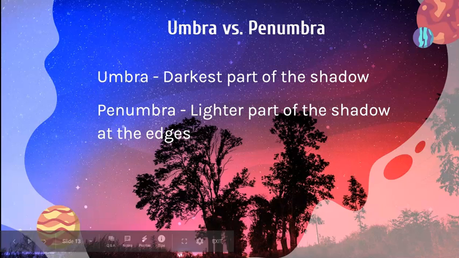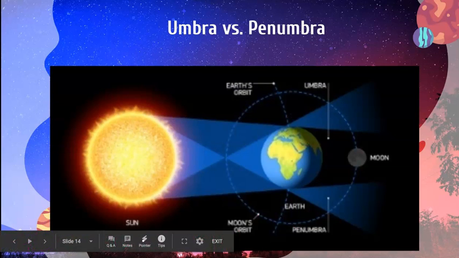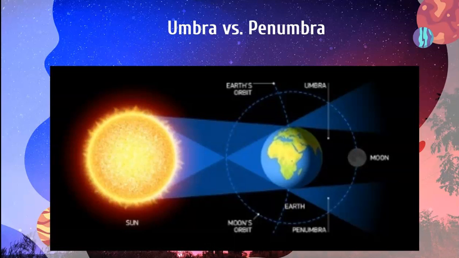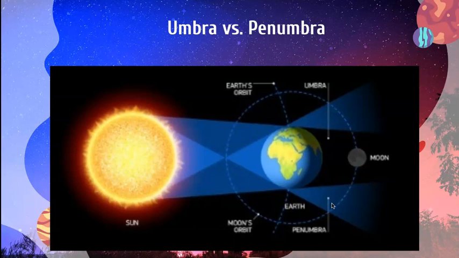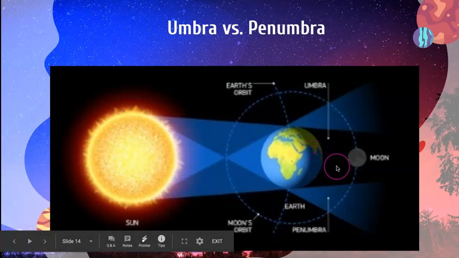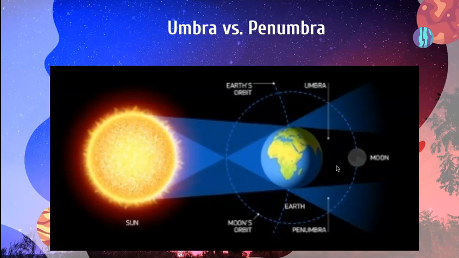So 2 key terms to remember here are the words umbra and penumbra. The umbra is the darkest part of the shadow, and the penumbra is the lighter part of the shadow at the edges. Let's go ahead and take a look at what that looks like for an eclipse. So you can clearly see here that the umbra is the darker part of the shadow, and then the penumbra is the lighter part of the shadow surrounding the umbra. So in this case, because the Earth is in the center between the sun and the moon, this would be considered a lunar eclipse.